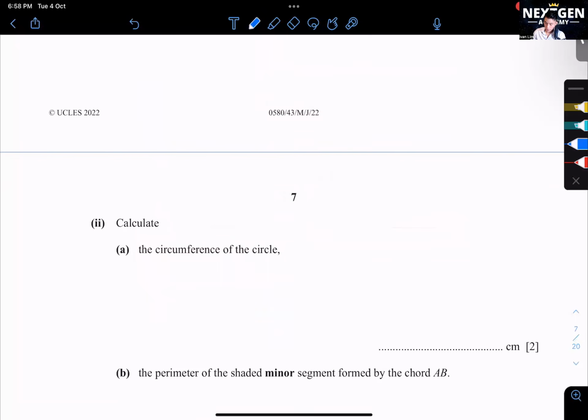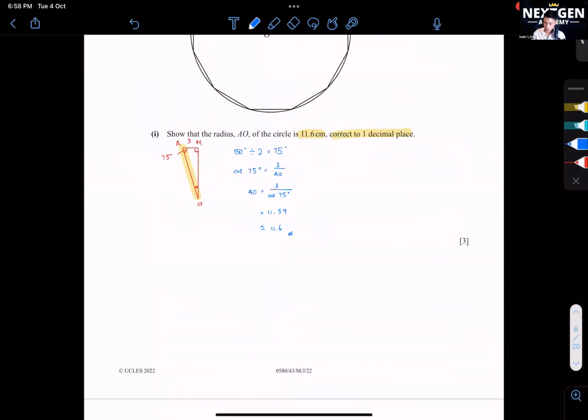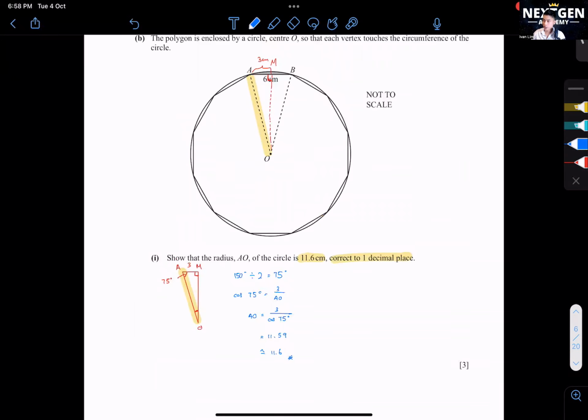Question 2. Calculate the circumference of the circle. Okay, so this question actually very dangerous. You wrong the front part, right? Your bottom all wrong already. Okay, your bottom is all totally wrong.